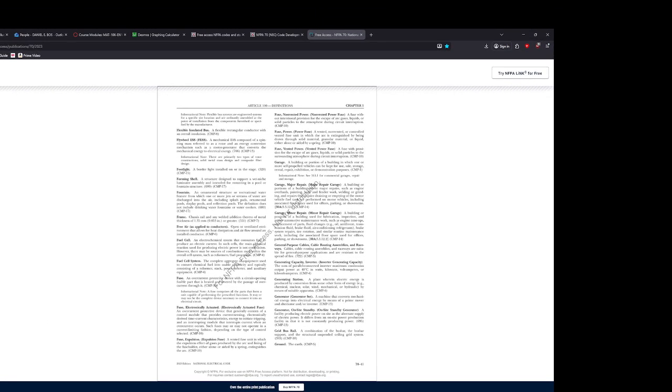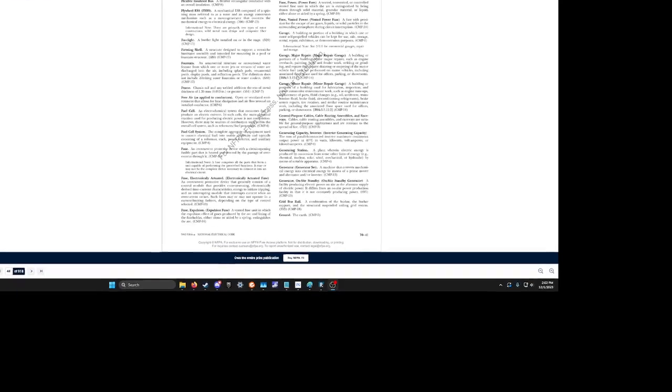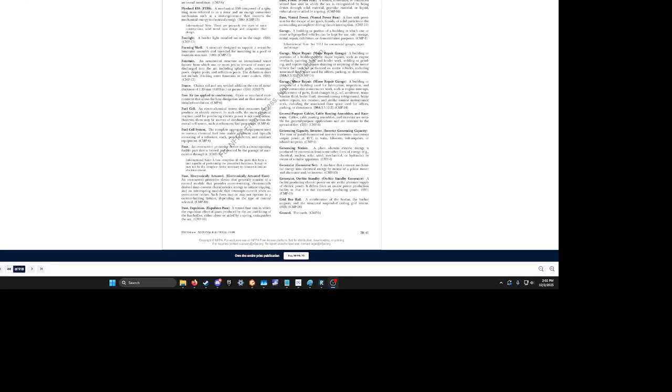Up here we have garage: a building or portion of a building in which one or more self-propelled vehicles can be kept for use, sale, storage, rental, repair, exhibition, or demonstration purposes. It's pretty simple. It's where you keep your cars, your trucks, your four-wheelers, your tractors, stuff like that. Lot further down, you have ground, the earth. So connecting back to the earth, basically, is grounding.